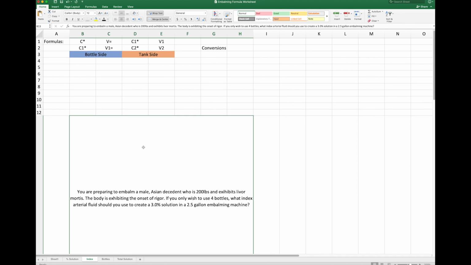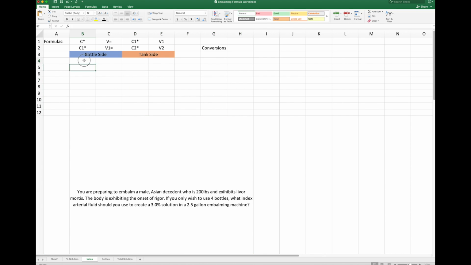Well, what do we know? What is our X? What is the variable we're looking for? What index arterial fluid should you use? Well, that's a concentration, so we know that X has to go here. Do we have the rest of the variables? If you only wish to use 4 bottles, okay, so we're only going to use 4 bottles. That's given to us whether we like it or not, 64.